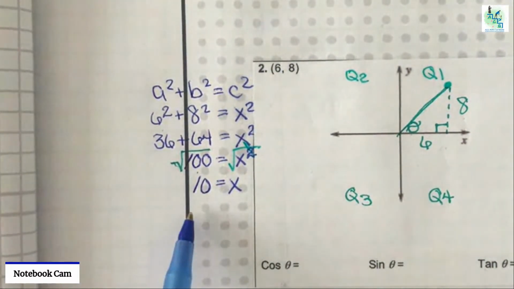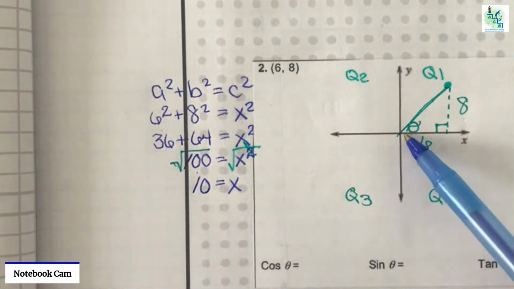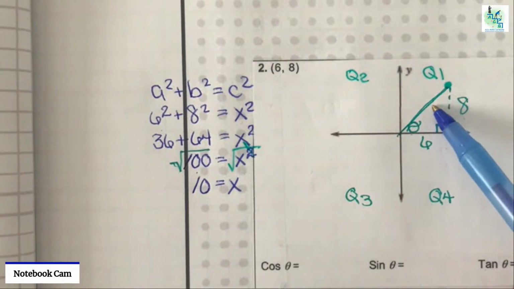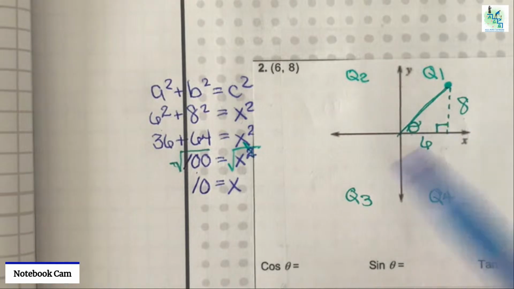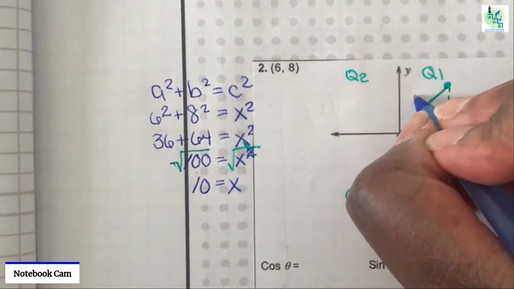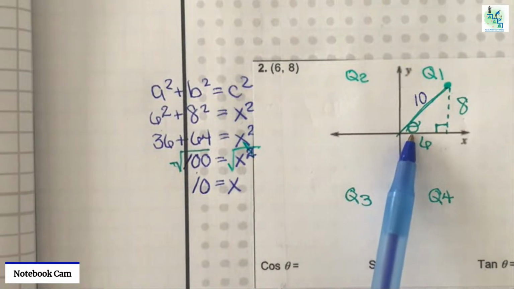But you're probably saying, well, Miss Audrey, what about that plus minus? Remember, if we're looking at a length, we're not looking at the negative. We're looking at the positive. All right? So now that means our radius, basically, is 10. But we need to figure out our cosine, our sine, and our tangent, all based on that symbol.